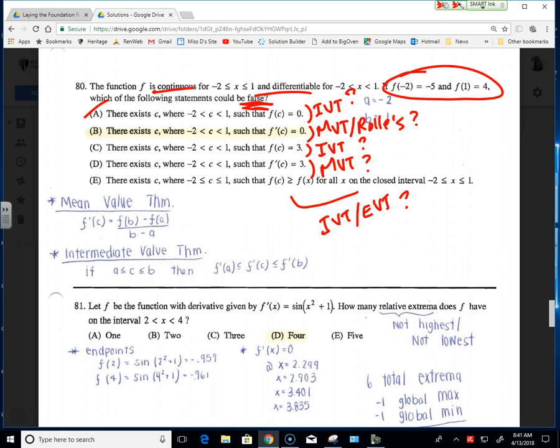Why is E true? Okay, E, this is the weirdest wording. There must be a C in between such that, here's what this is saying: there must be a place where the y of that place is higher than all the others. There must be an absolute max. That's all it's saying. EVT guarantees an absolute max if it's continuous on a closed interval. Yeah, that's EVT.